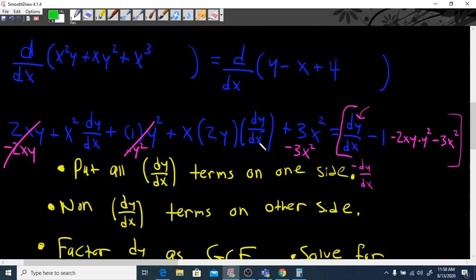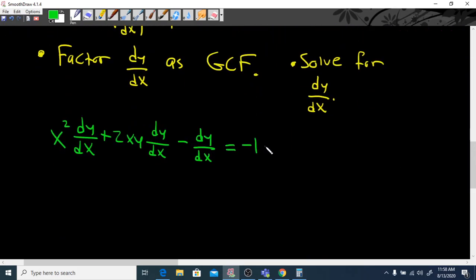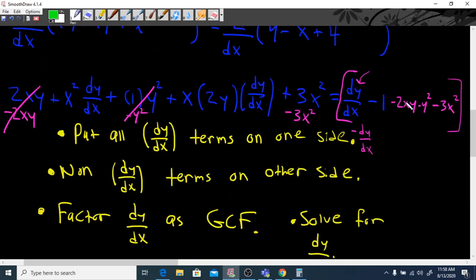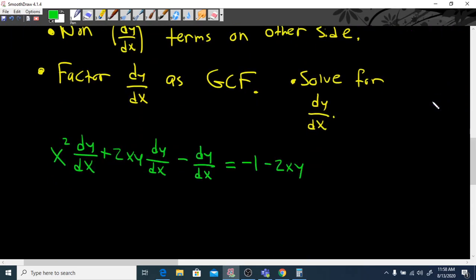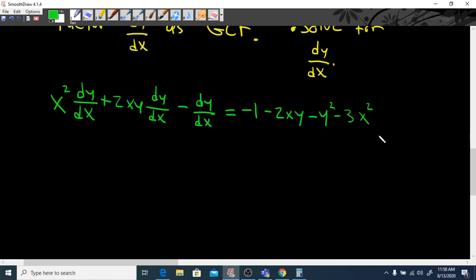And then equals. And now, see what's over here. All the non-dy dx terms. So, minus 1 minus 2xy minus y squared minus 3x squared. I'm sorry, minus y squared minus 3x squared. There we go. Okay, so there's both sides.